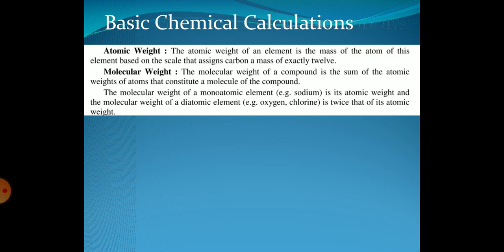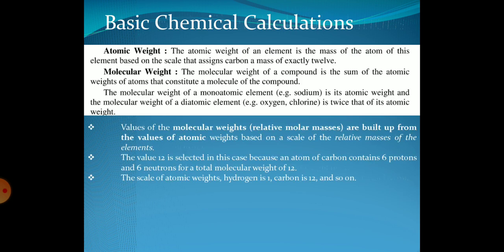Secondly, the molecular weight of a monoatomic element, for example sodium, is its atomic weight, and the molecular weight of a diatomic element, for example oxygen or chlorine, is twice that of its atomic weight. So, values of molecular weight are built up from the values of atomic weights based on the scale of the relative mass of the element.